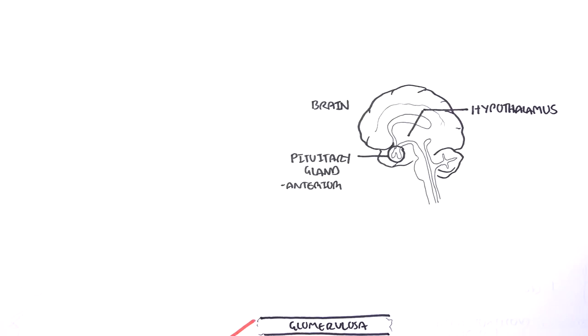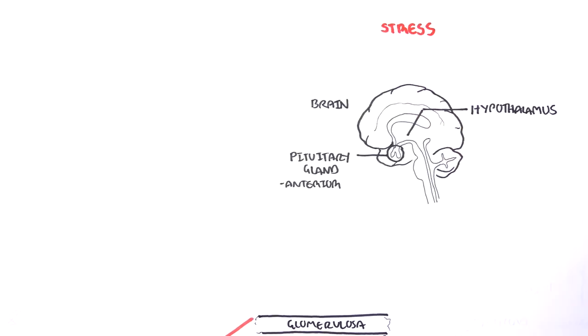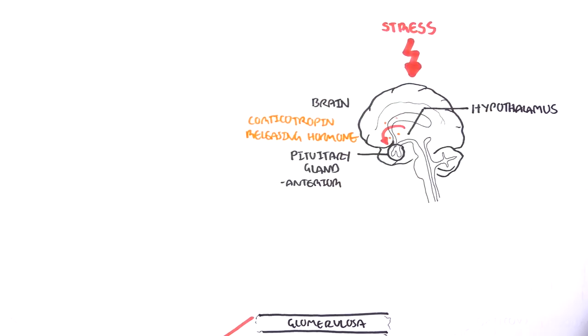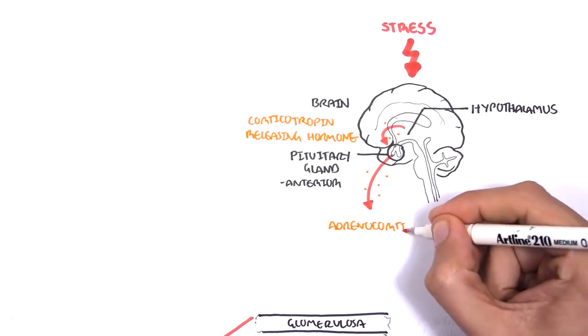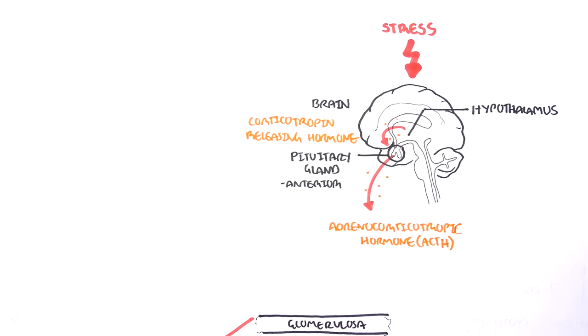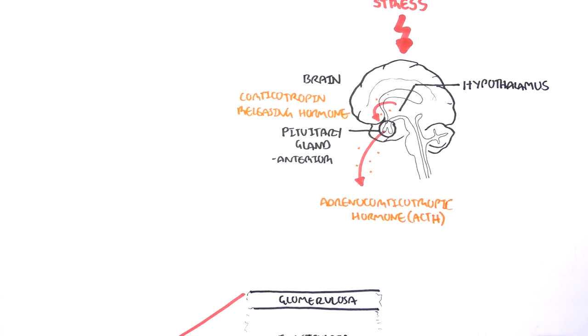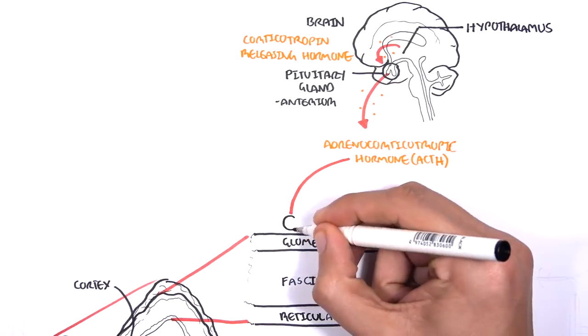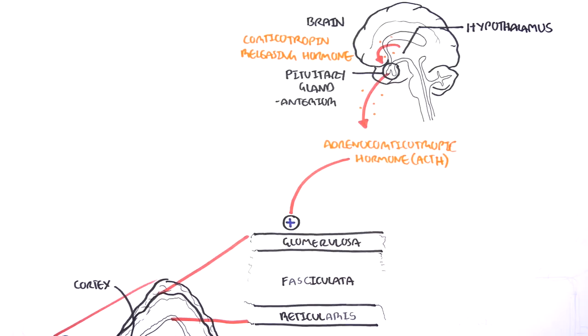Long-term stresses will actually just essentially cause the hypothalamus in the brain to release corticotropin-releasing hormone, which then will target cells in the anterior pituitary gland to release another hormone called adrenocorticotropic hormone, or ACTH for short. ACTH will enter circulation of the blood and target cells within the adrenal gland, specifically the adrenal cortex.